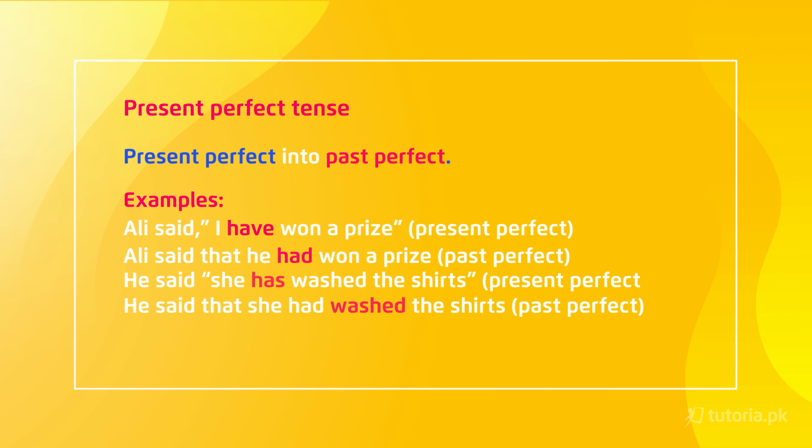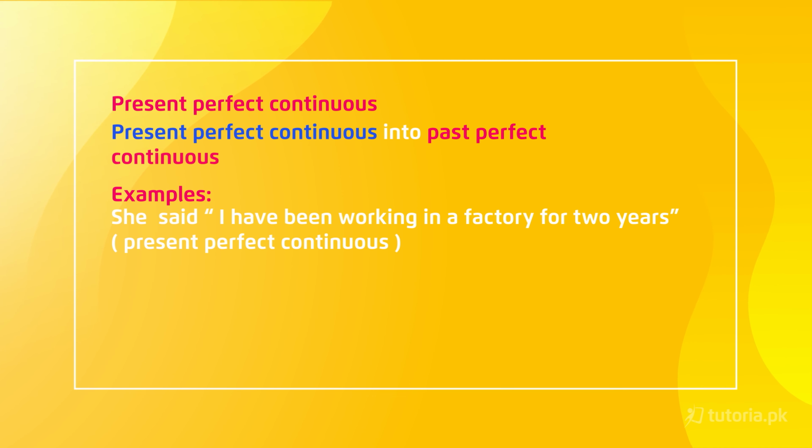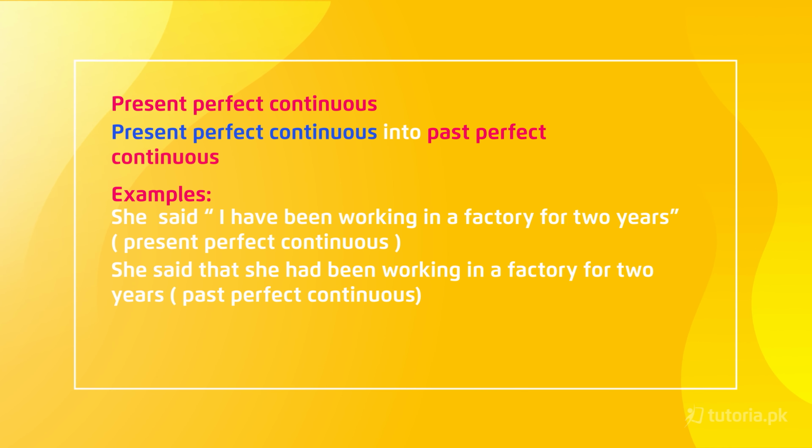Coming towards the last present tense, which is present perfect continuous, and this tense will change into past perfect continuous. For example, she said, "I have been working in a factory for 2 years." This will change into past perfect continuous in this way: she said that she had been working in a factory for the last 2 years.